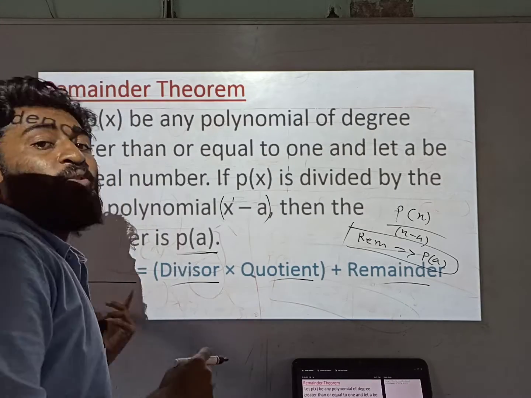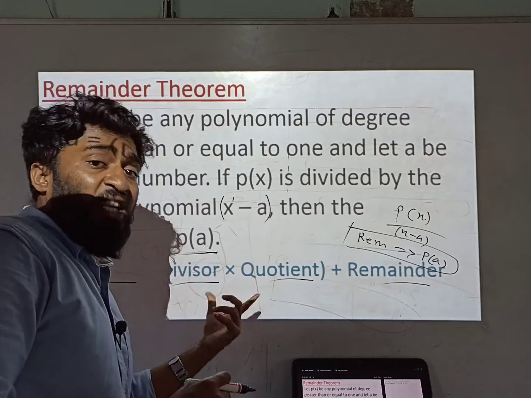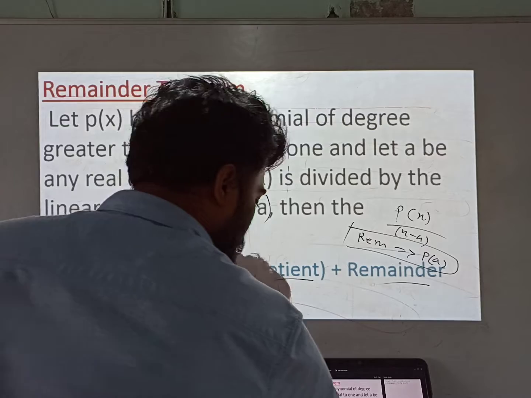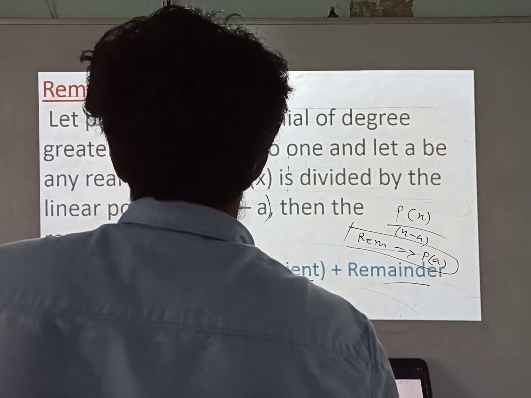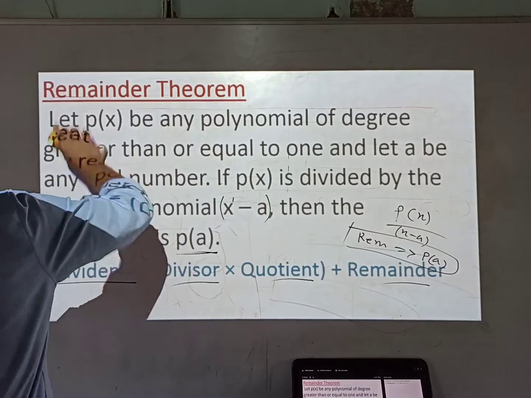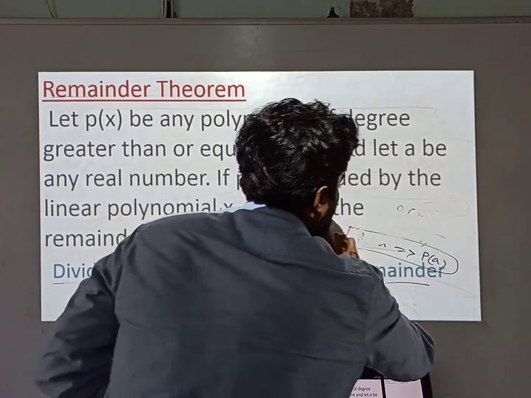Dividend equals what? Divisor times quotient plus remainder. Okay. So now we'll prove this. Okay, we'll prove this. For this I need, see how to prove this. It's very simple.